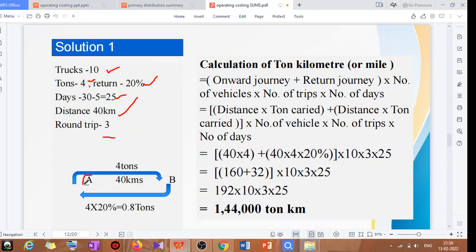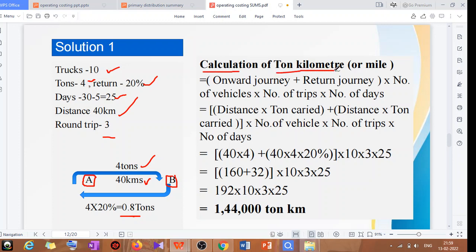Clear? See, I'll repeat here. Think that the starting point is A. From A to B, what was the distance? Distance is 40 kilometers. It is one side. And goods carried from A to B, how much? 4 tons. But while returning back, that is from B to A, what was the goods carried? 4 into 20%. Clear? That will be 0.8 tons. Clear. So let us solve it.